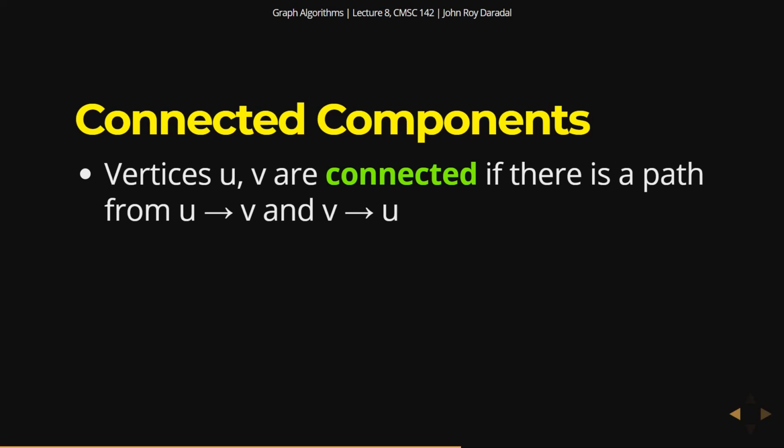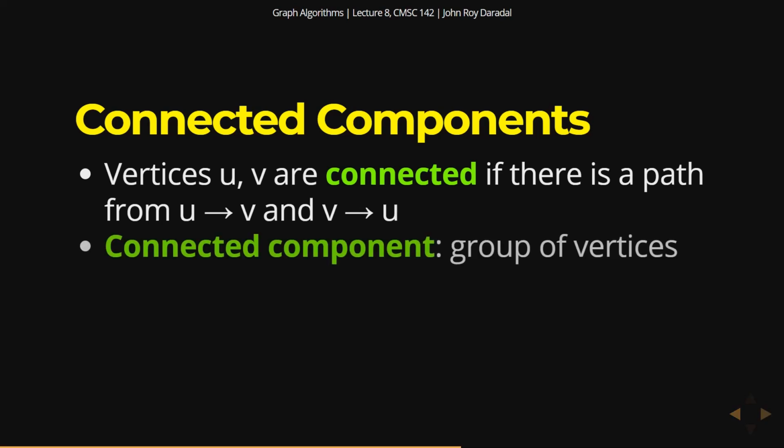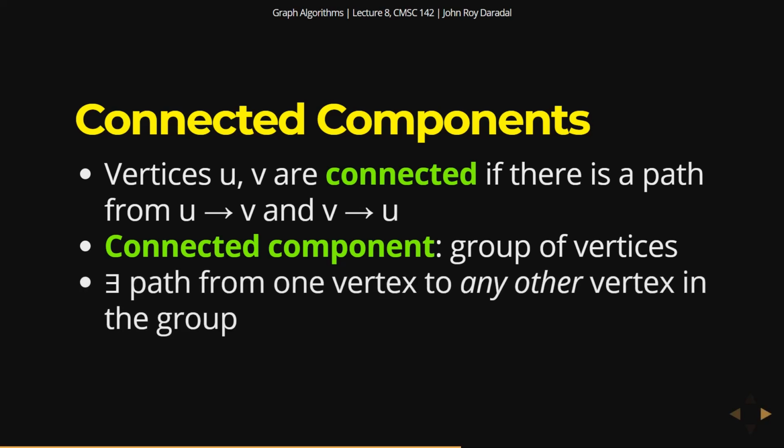Okay, so formally, in connected components, we say that vertices U and V are connected if there is a path from U to V and from V to U. Okay, so if the 2 vertices are reachable by using a path, then they are connected and they are part of the same component. So a connected component is just a group of vertices such that all vertices are reachable from each other. So there is a path from one vertex to any other vertex in that connected component.